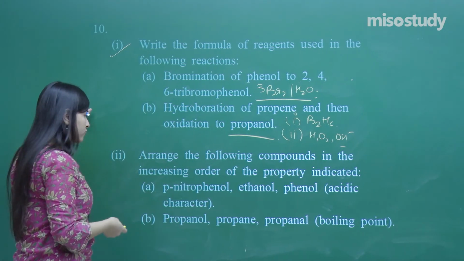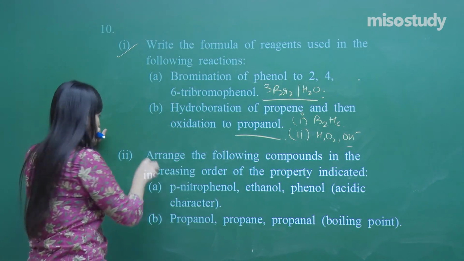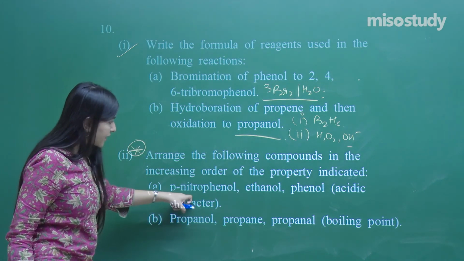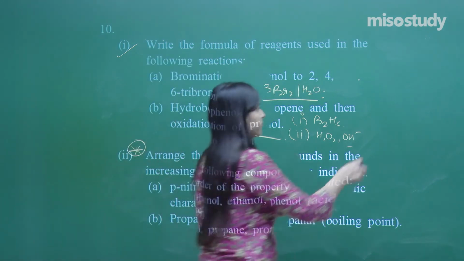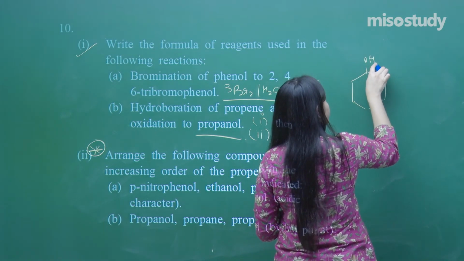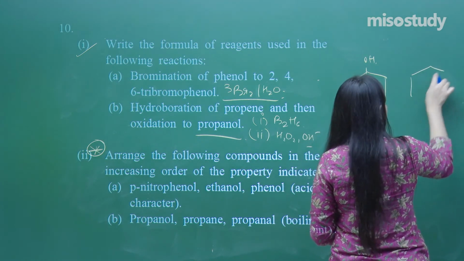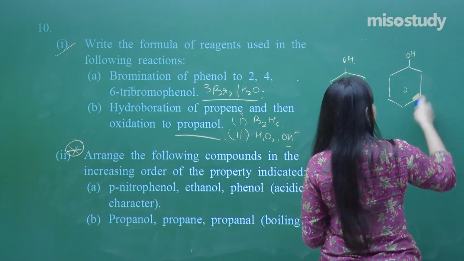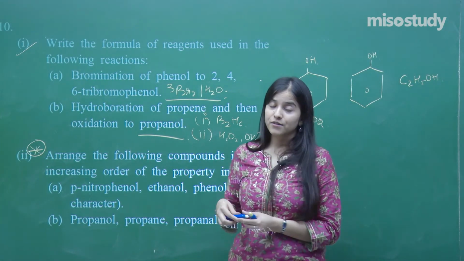Arrange the following compounds in the increasing order of the property indicated. Very important question. Now, paranitrophenol, ethanol, phenol. Fine. I've got 3 things here: paranitrophenol, phenol, and ethanol. Yes, acidic character we have to tell.